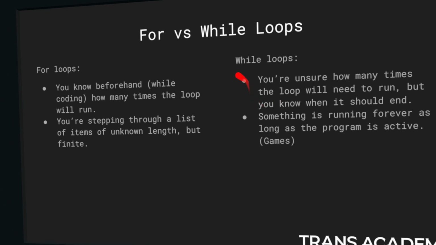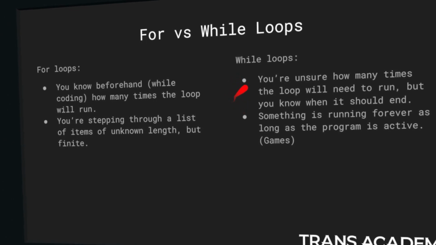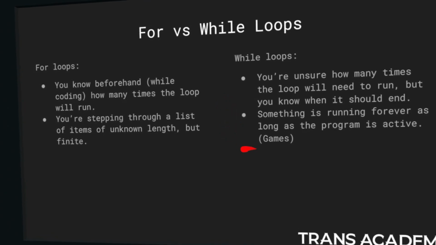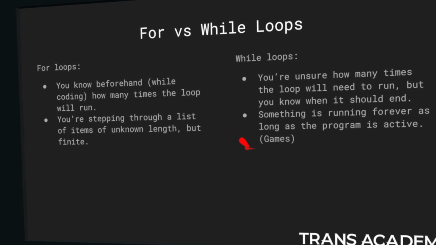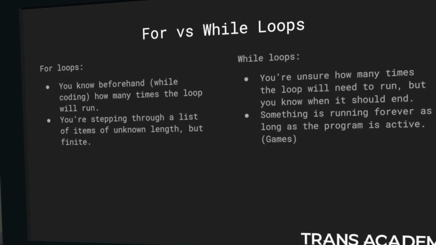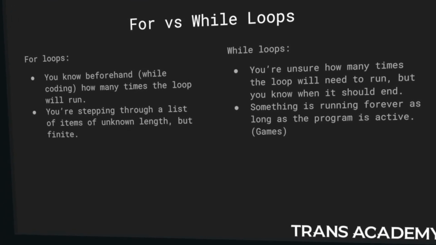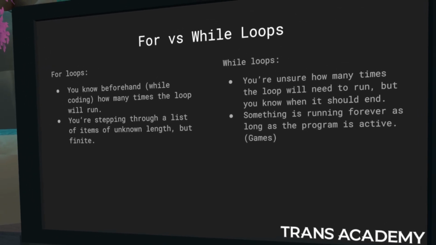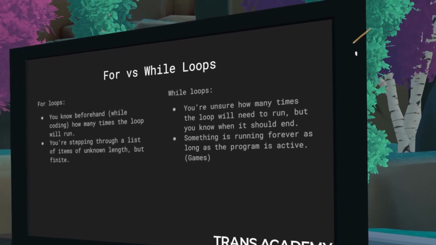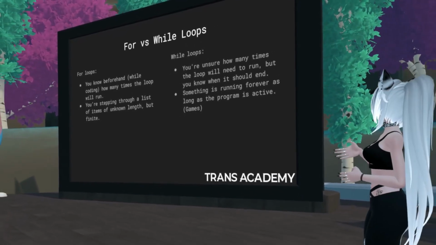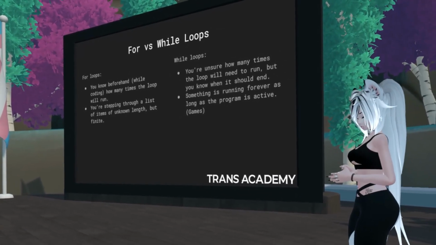For a while loop, if you don't know how long the loop needs to run, but you know it needs to end eventually, it's a good use case for it. A common example of this is if the program needs to run forever. For example, a video game. Another one could be an operating system, something that just needs to stay running until the condition has changed and you can close it out.